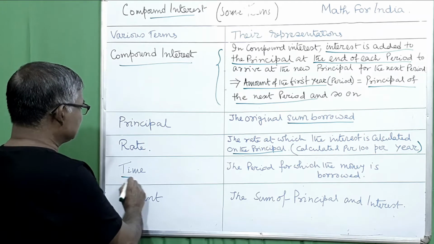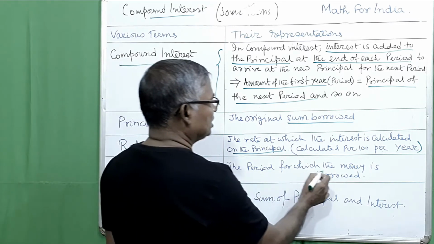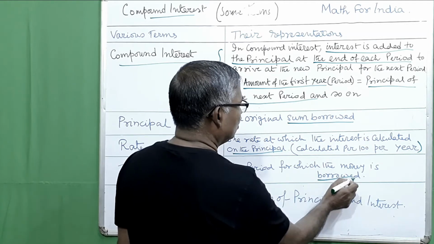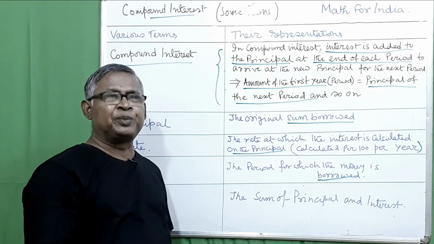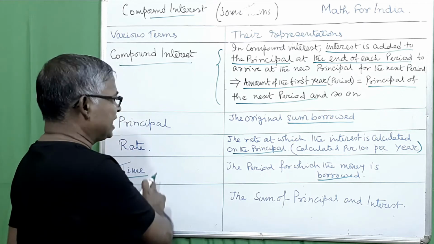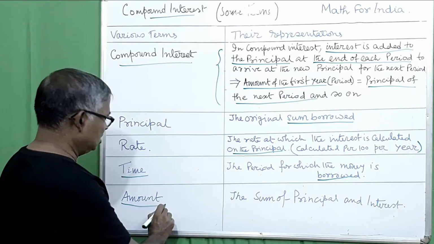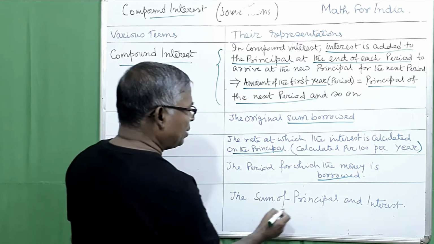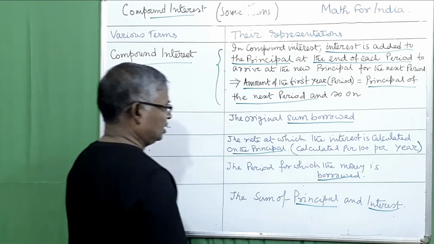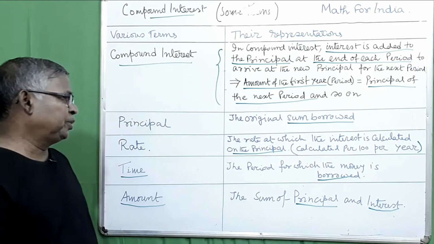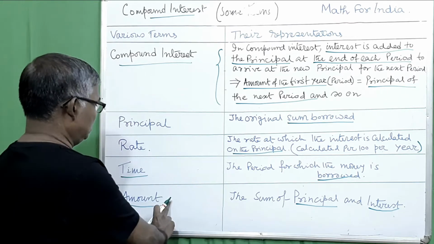Let us learn what is time. The period for which the money is borrowed. Whenever any loan is taken, it is taken for a certain period. That is called time. And amount. Amount is the sum of principal plus interest. So, principal with interest is called amount.